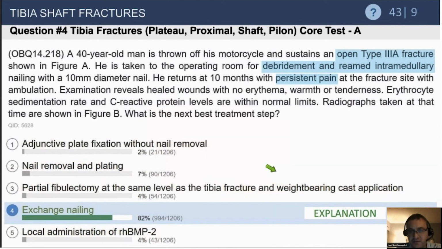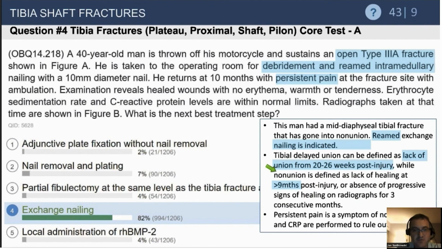Now, even though there's no signs of clinical infection, right? No erythema, warmth, or tenderness, labs are normal. You need to take cultures, because in many non-unions, multiple studies have shown that there is a very high rate of actually having an indolent infection. So you can do an exchange nailing, but I would argue possibly doing a biopsy as well if that was one of the answer choices here. All these other answers are not going to be for this patient at this time.